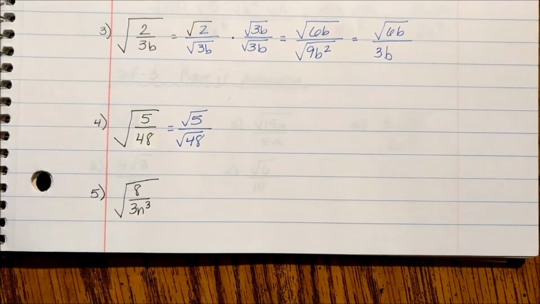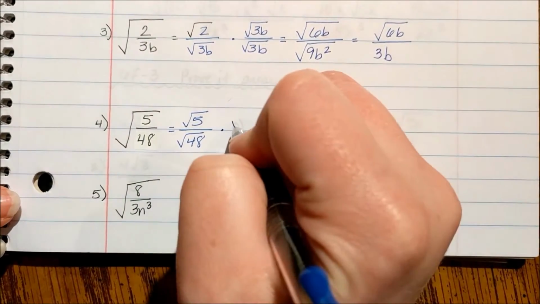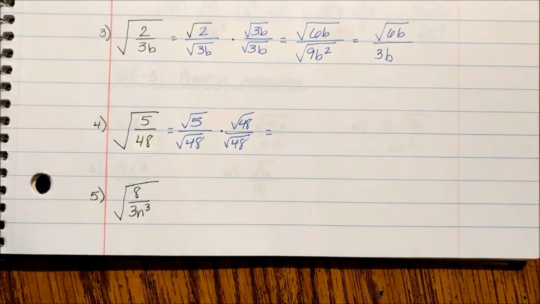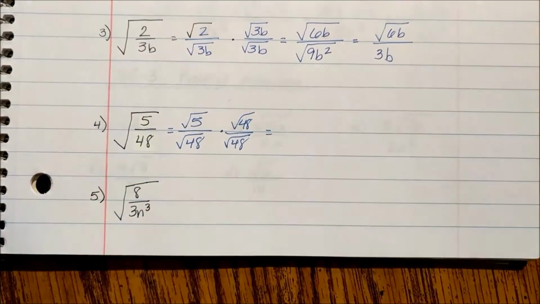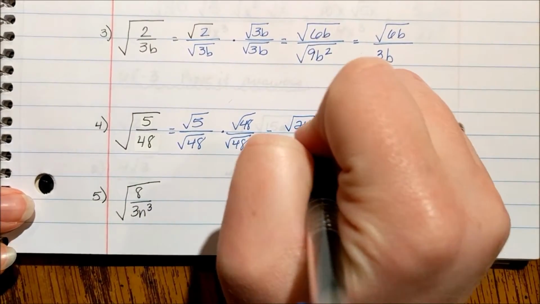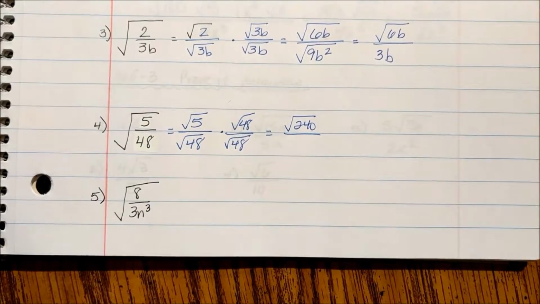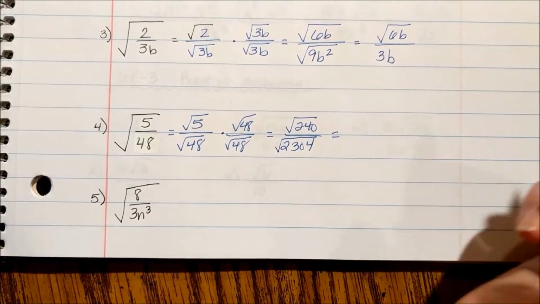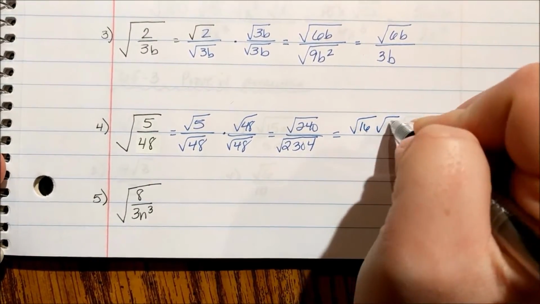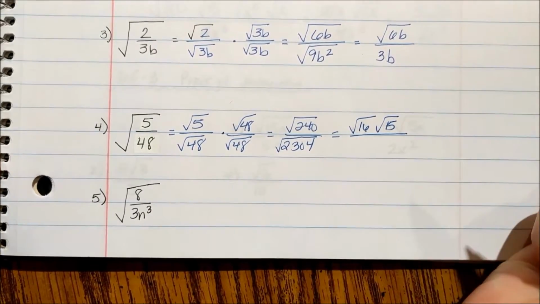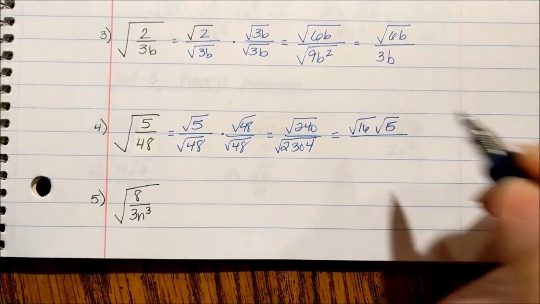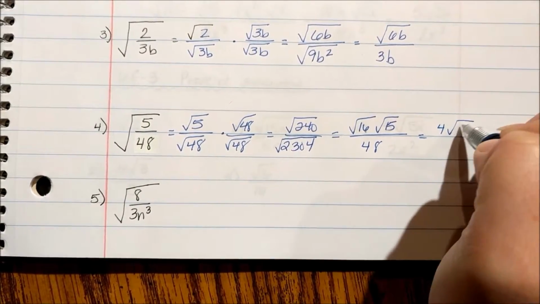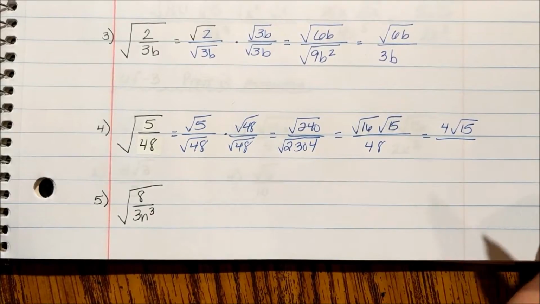I'm going to multiply by the denominator, so we'll take square root of 48 over square root of 48. When we do 5 times 48 on the top, we get 240. And on the bottom, when we do 48 squared, we get 2,304. 240 I can split into the square root of 16 and the square root of 15. And on the bottom, our square root of 2,304 gets back down to 48.